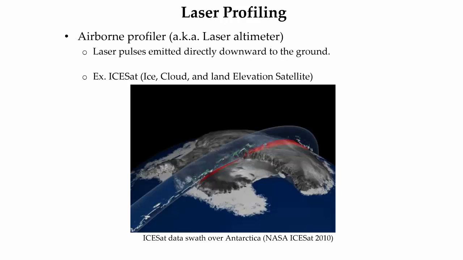The figure shows a satellite laser altimeter swath from the NASA satellite ICESat, which stands for Ice, Cloud, and Land Elevation Satellite. ICESat measures terrain profiles in polar regions.